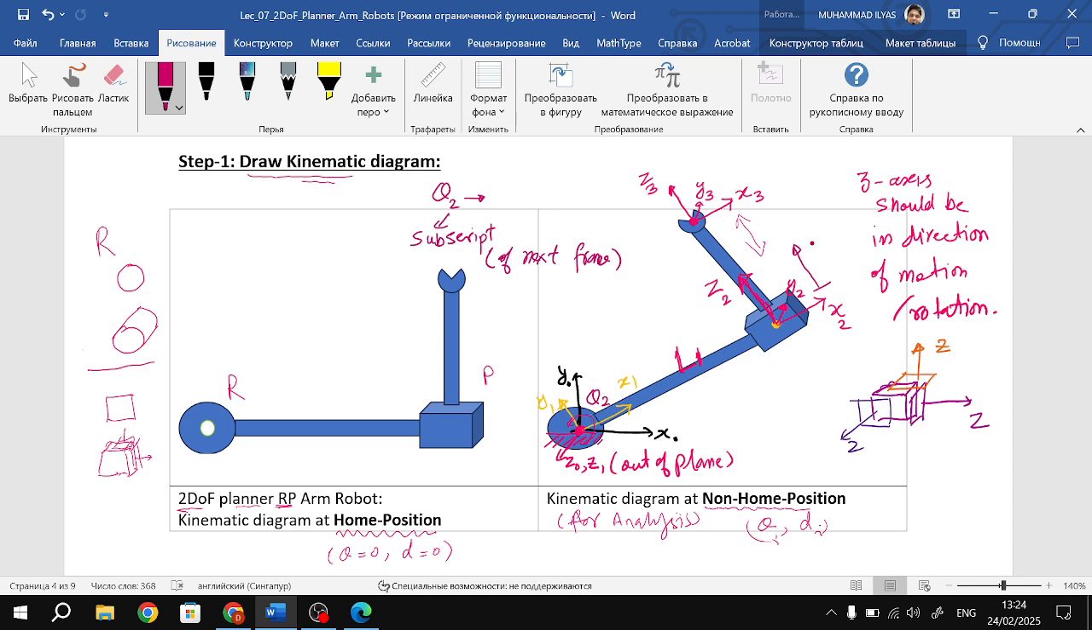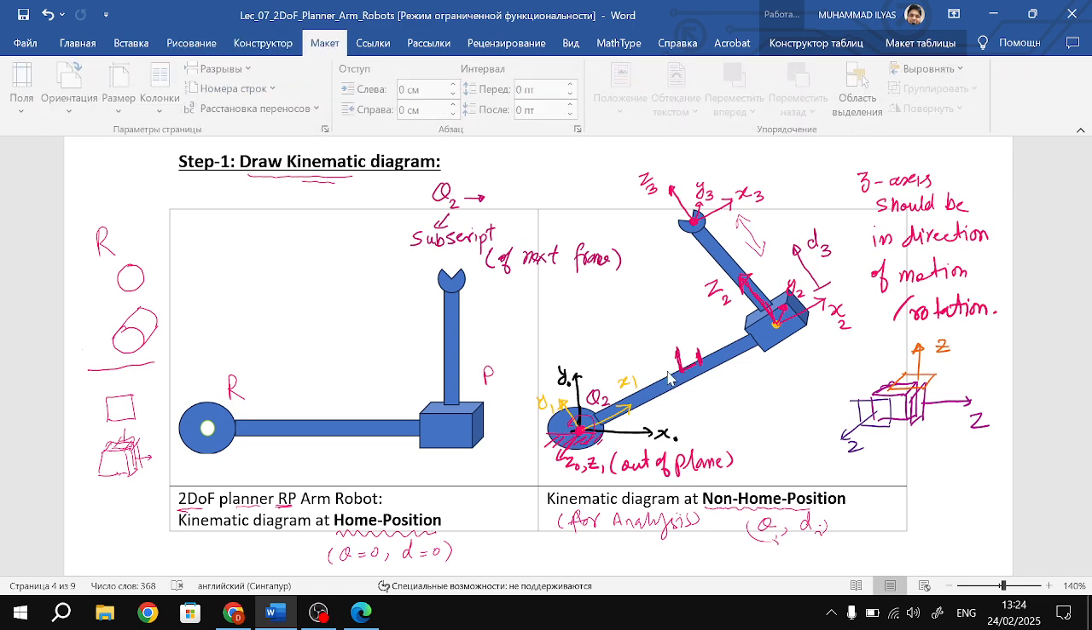How do we choose the joint variable for the prismatic joint? D, because it is prismatic, linear. What will be the subscript? D3, because when it moves, the next frame will move upward, right? So this completes our kinematic diagram. We have attached the frames.